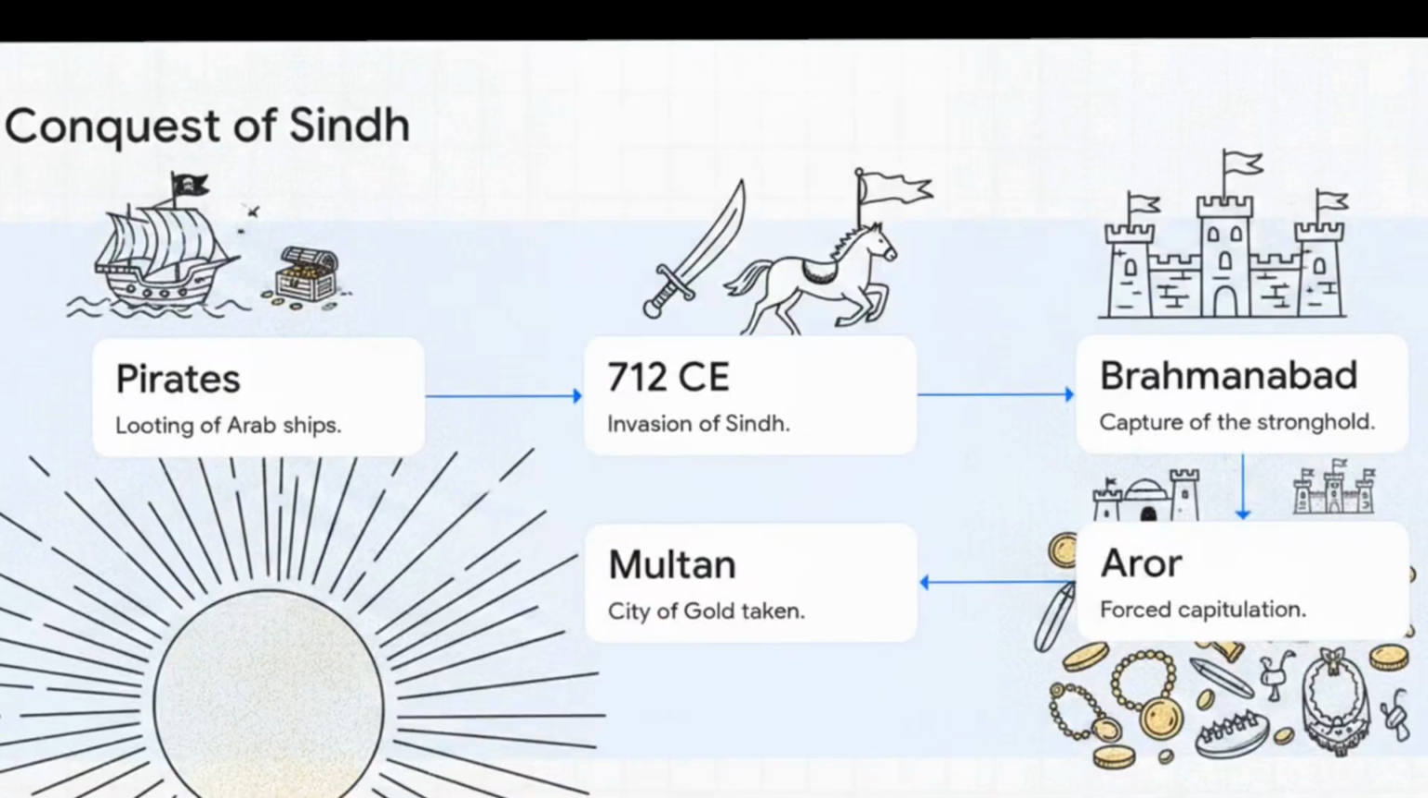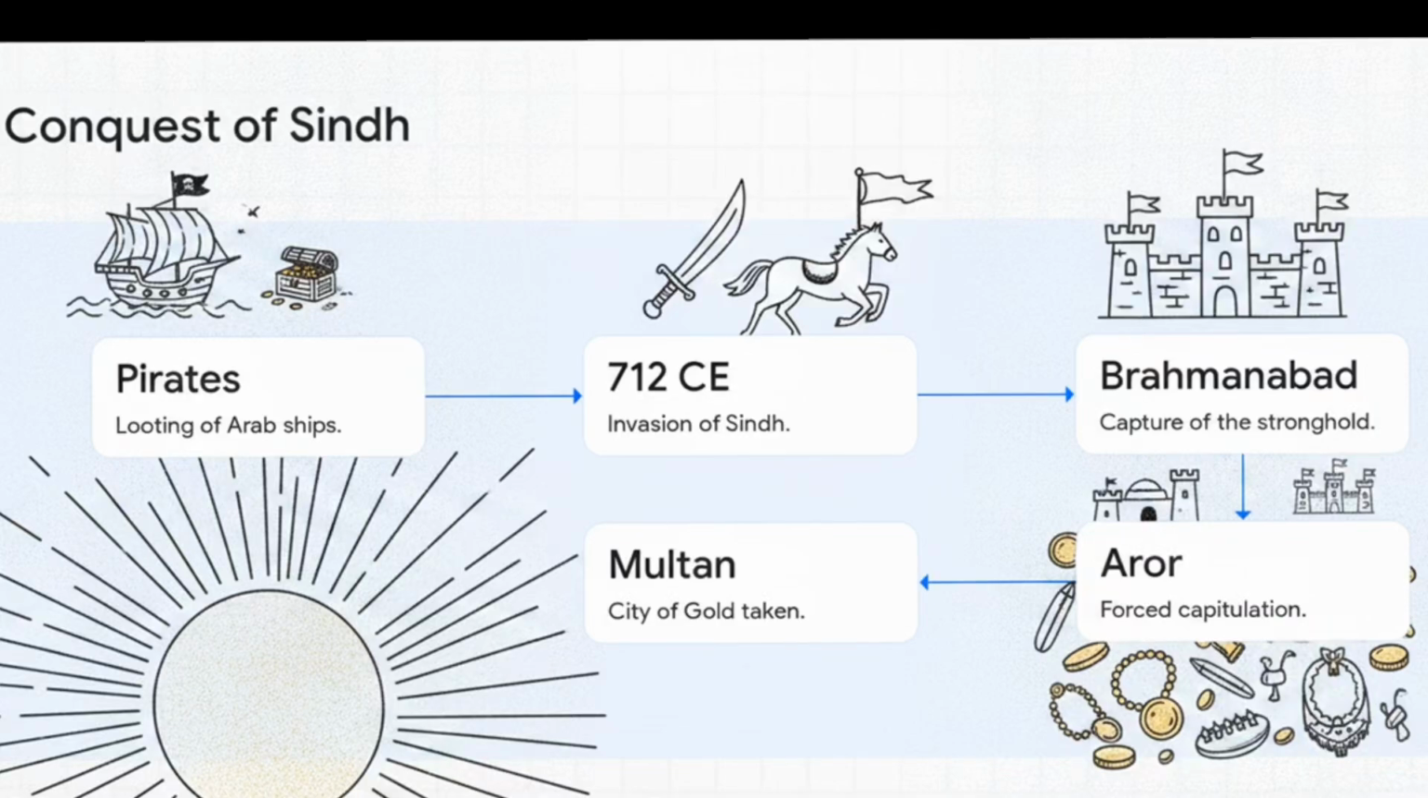We can clearly track the 712 CE Umayyad campaign, led by a 17-year-old general named Muhammad bin Qasim, through these sequential steps. The historical trigger, or casus belli, was actually a maritime dispute over pirates looting Arab ships off the coast of Sind, which was ruled by King Dahar at the time. When Dahar basically said he had absolutely no control over these pirates, the invasion was launched.